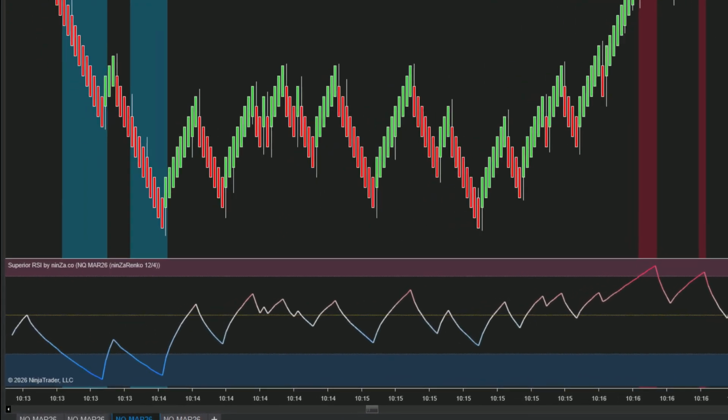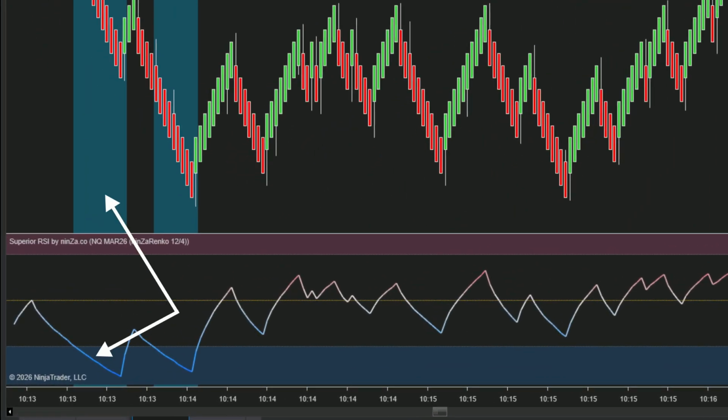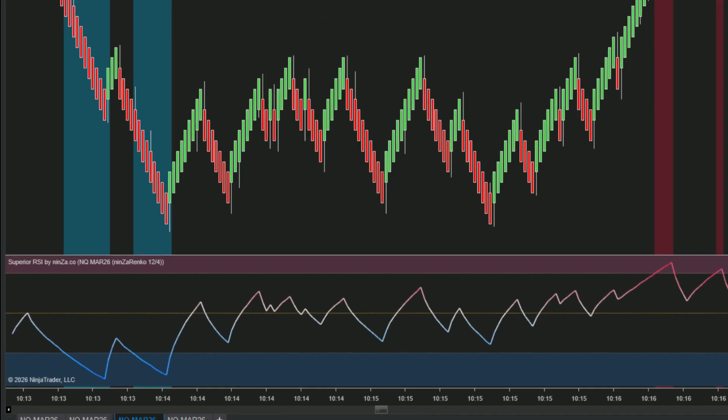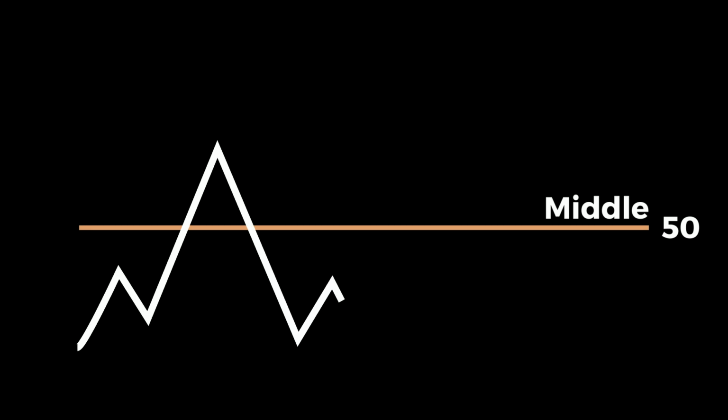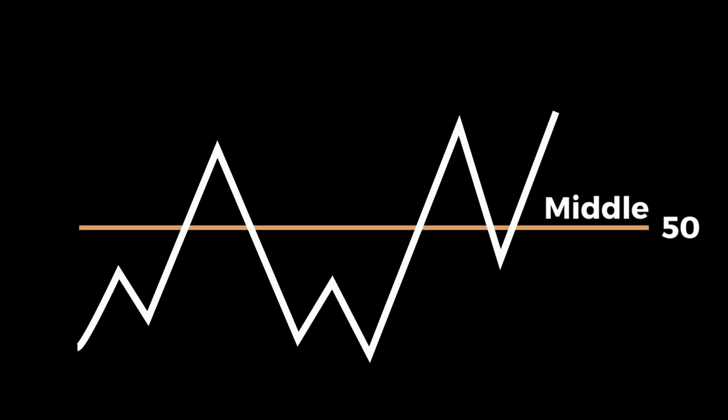However, in this strategy, we do not rely on the overbought or oversold levels. Instead, we focus on the middle line of the RSI. So, why do we focus on the middle line of the RSI in this strategy? Besides its common use in identifying overbought and oversold conditions, RSI also helps us evaluate market momentum, meaning which side of the market currently has the advantage.